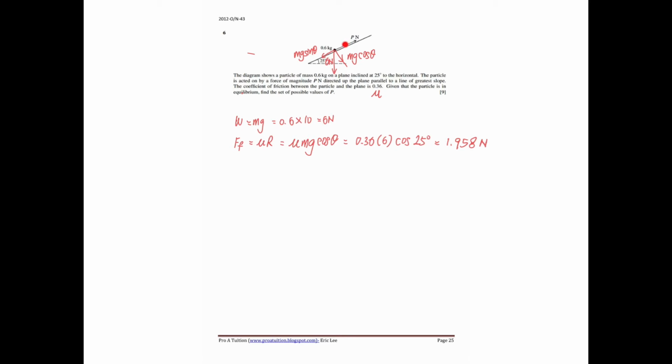We have to set this because when it is about to move up, we know that the friction is opposing the direction I said, about to move up. That means it acts downward. Okay, let me write it down.